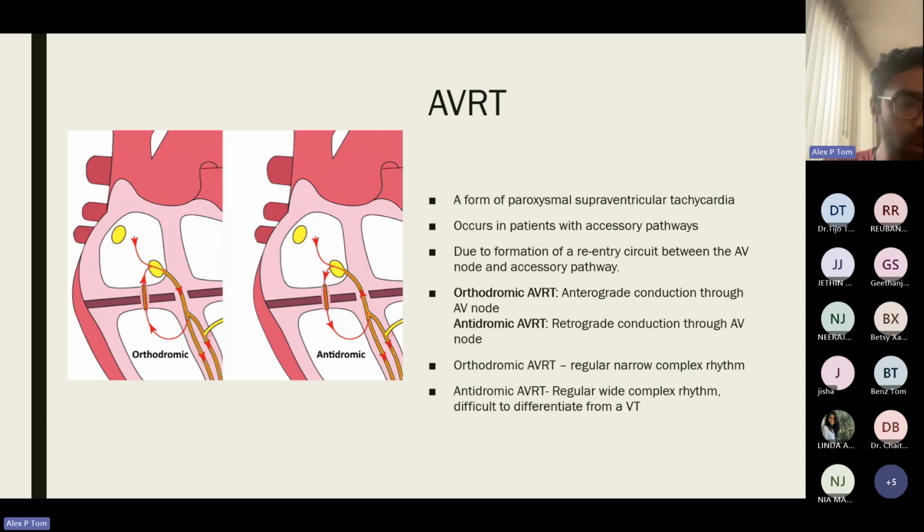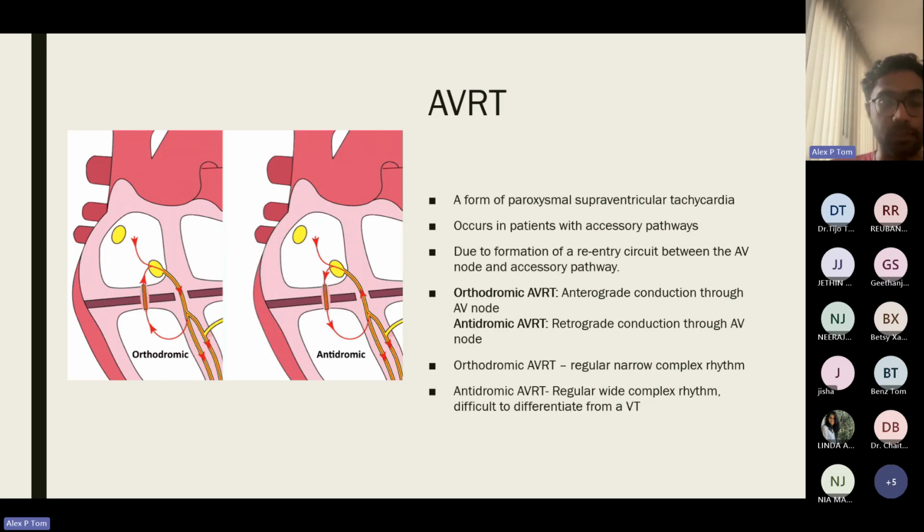In orthodromic, the event happens in the atria, and from the SA node it comes down all the way, and through the AV node it enters the ventricles, and then through the abnormal conduction pathway it travels back into the atria again and continuously stimulates the AV node. That forms a loop, and it is called orthodromic mainly because the forward conduction is through the normal conduction pathway. It's called antidromic when the forward conduction is through the abnormal conduction pathway.